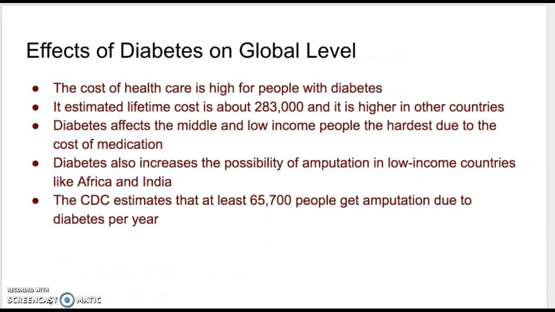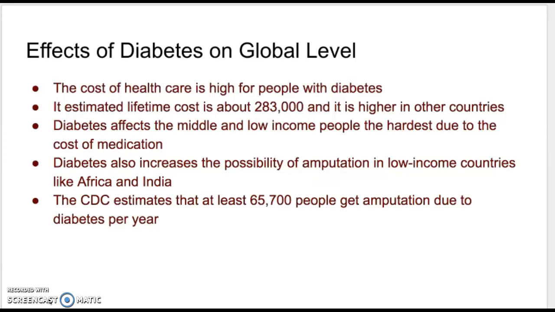The cost of healthcare is higher for people with diabetes. The estimated lifetime cost for healthcare is $283,000 for just one member in a family. The prices rise in other countries due to the high cost of healthcare for diabetic people. Diabetes hits the low and middle income class the hardest.